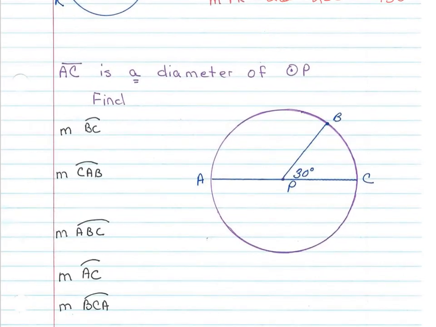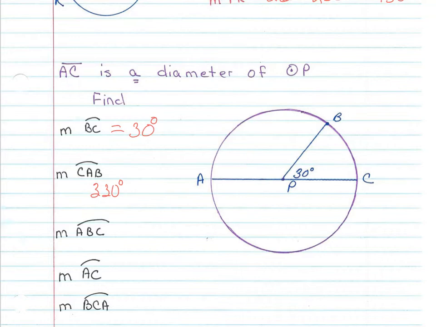Okay, we are given that AC is the diameter of circle P. So, what is the measure of arc BC, Leah? 30 degrees. Pretty easy there. What is the measure of arc CAB, Shelby? 330. And how did you get that? 180 plus 150. Okay, is there another way you could have figured that one? 360 minus 30. So two ways that you could look at that one.